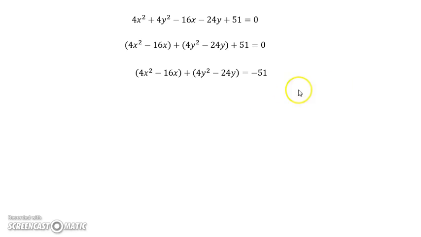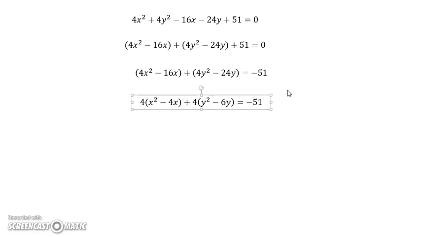So the one thing I'm going to note is that if you notice in my first term here, my x terms, there is a greatest common factor of 4, which I'm going to factor out. And then in my second, my y terms here, there's also a greatest common factor of 4. So I'm going to go ahead and factor those out. So you'll see I took the 4 out to get a more simplified version.